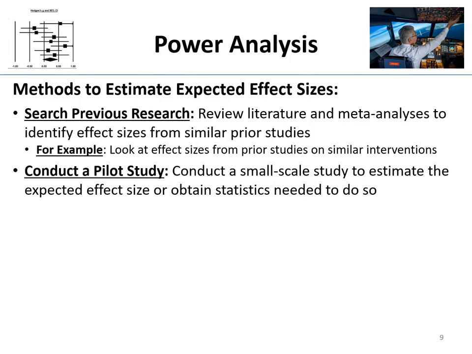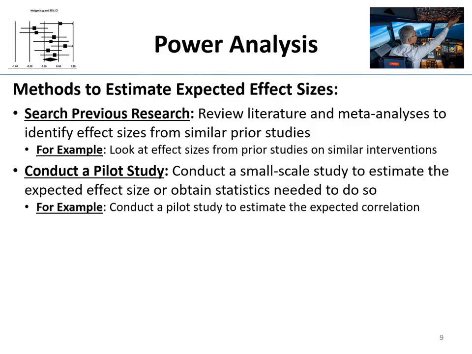Another way to do it, if you can't find a prior study, is to conduct a pilot study, a small-scale study. So use your materials and see what sorts of effect sizes you get based on a teeny tiny sample, or you can at least get estimated means and standard deviations that you can use to create an effect size. So you could, for example, conduct a pilot study of correlation where you have 5 people, just do your questionnaires and you calculate a correlation, and at least you have some guess at what the likely correlation is going to be in your real study.